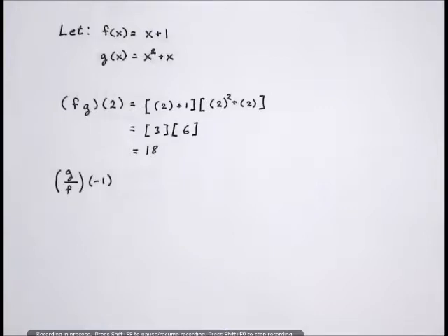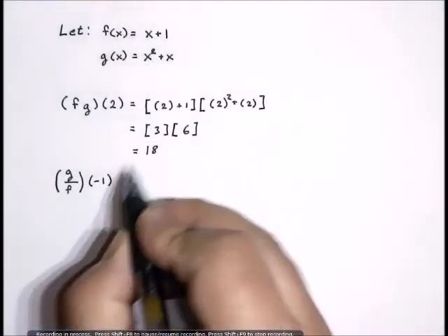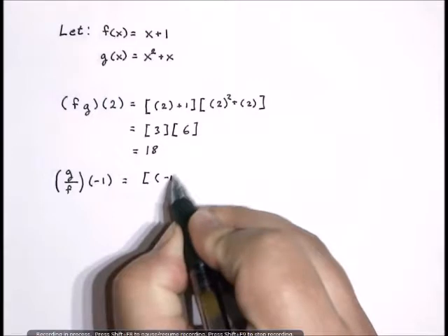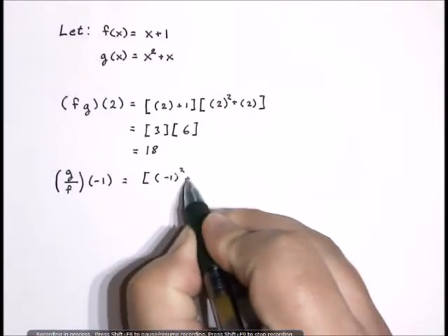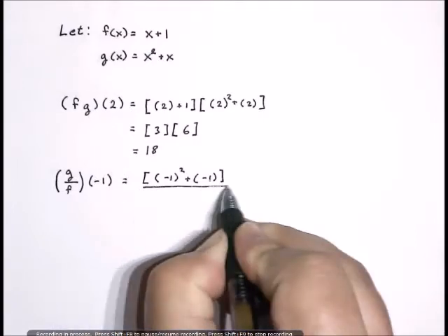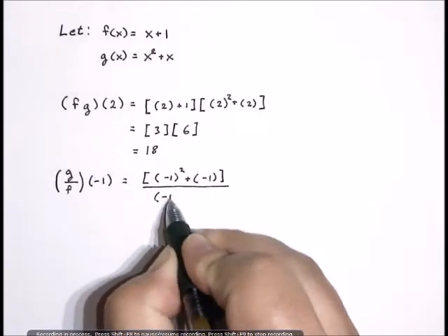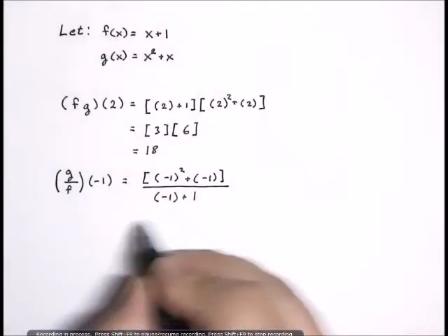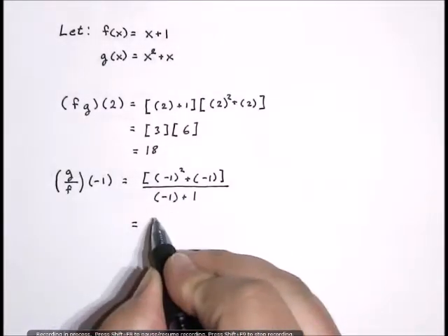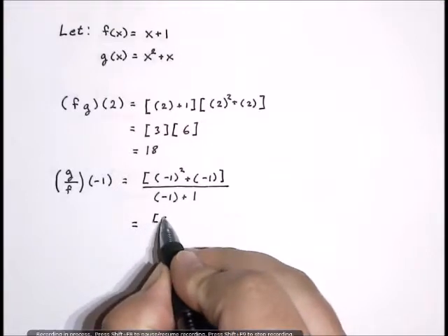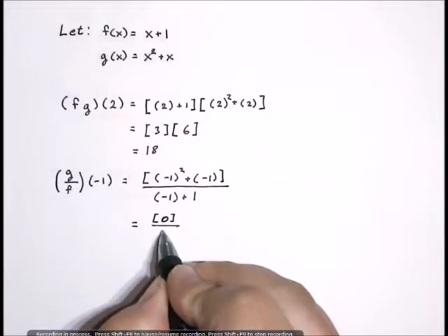Now let's try g divided by f of negative 1. Same basic idea. I take my g, plug negative 1 in place of x, and then I take my f and plug in negative 1 in place of x. And when I work this out, I get 0 over 0.